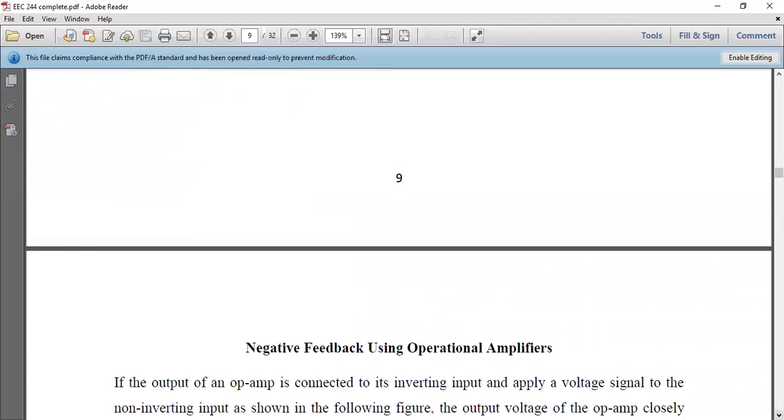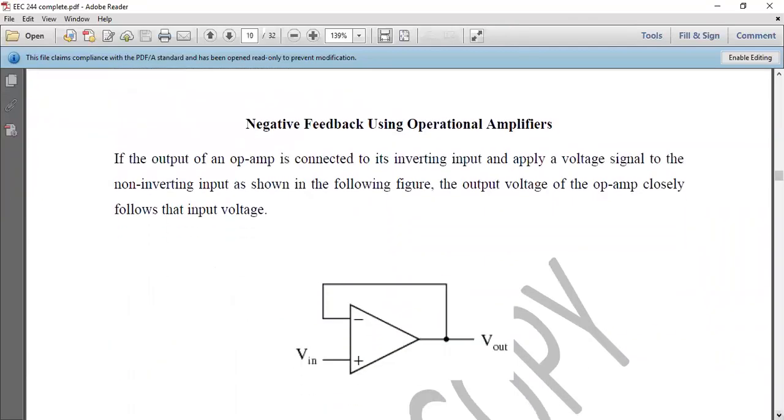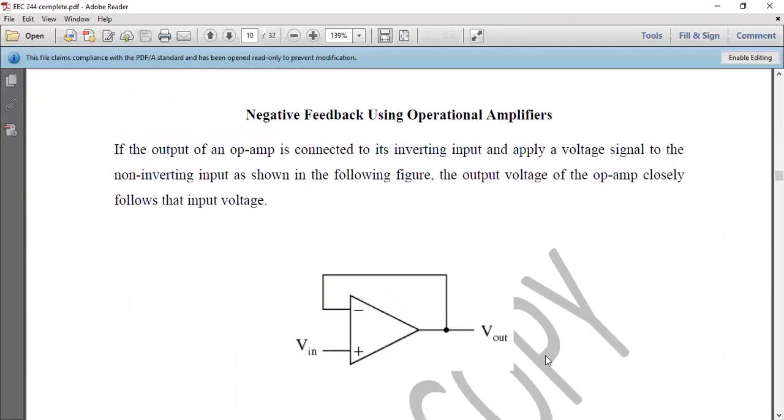Later on, we allow you to ask questions. But for now, let's continue with the explanation in the notes. We're moving on to the next subheading: negative feedback using operational amplifiers.